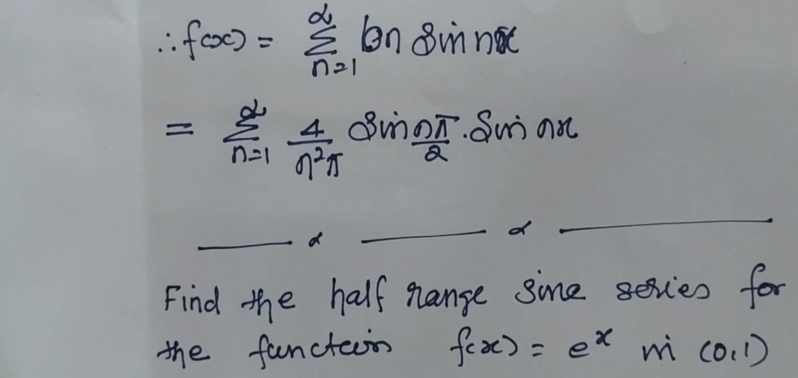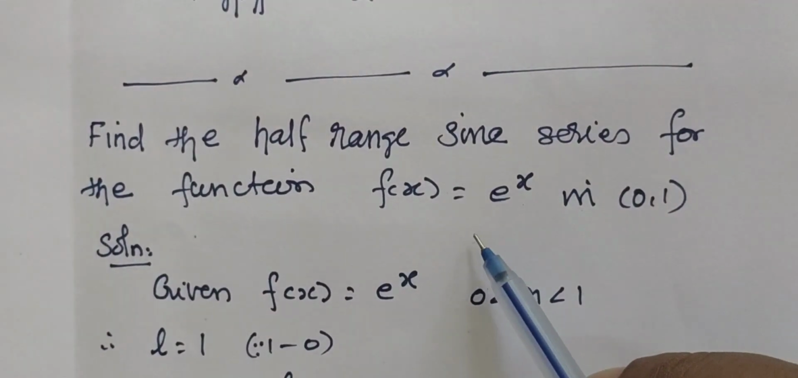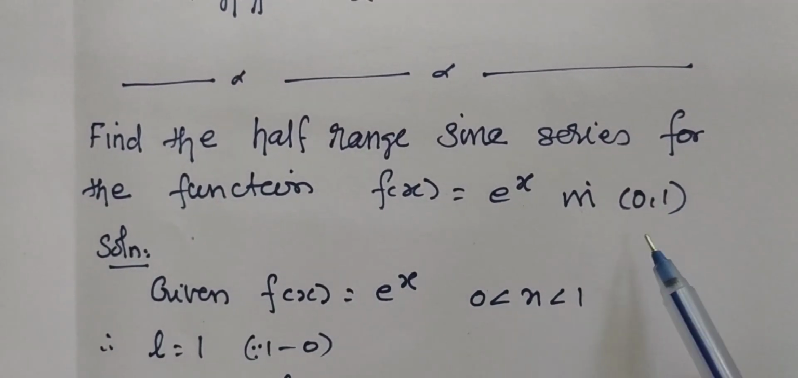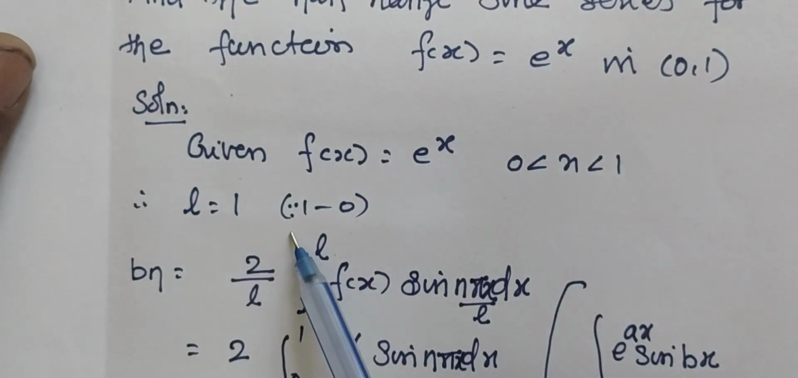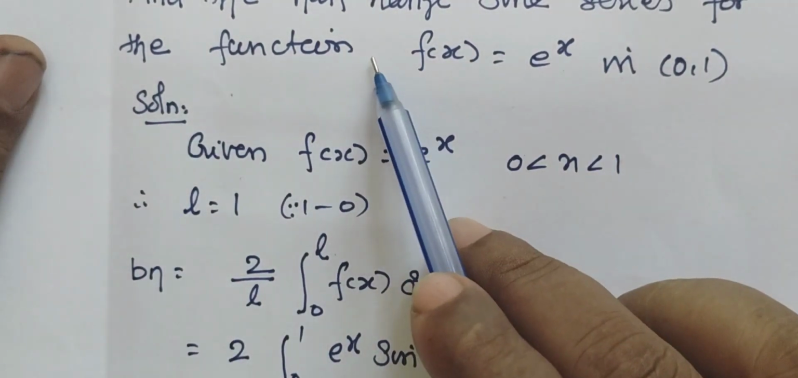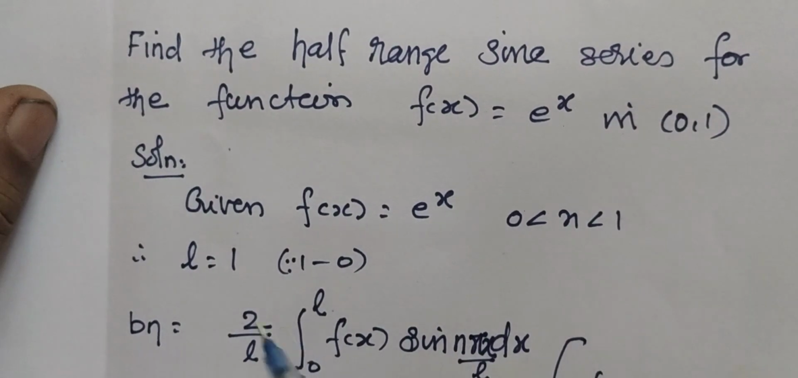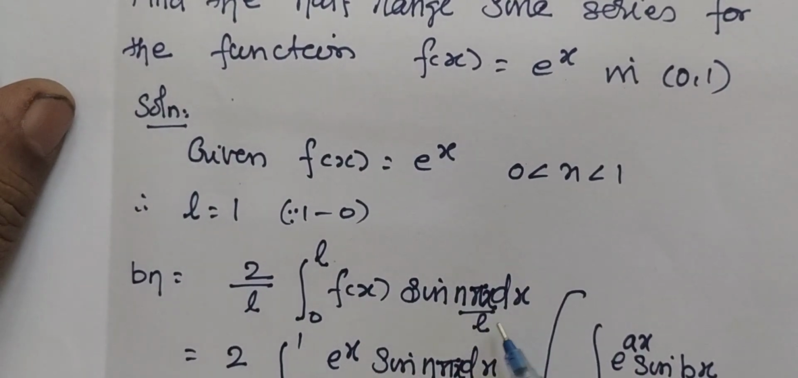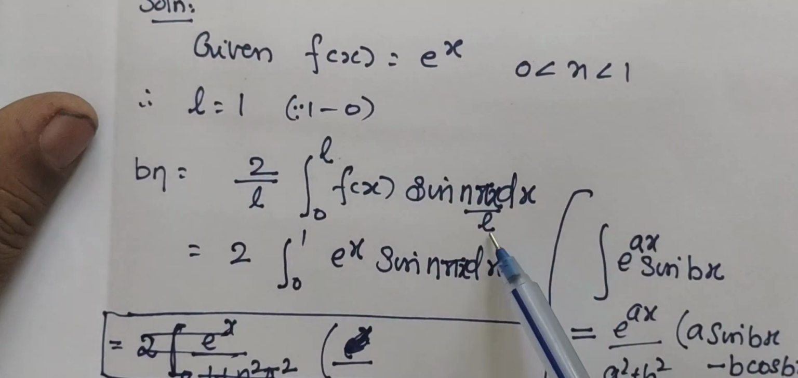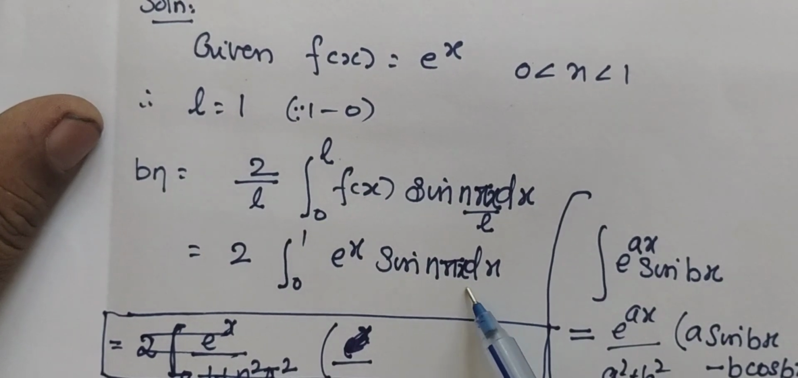Now let us do one more problem, that is some variety problem. So the question is f of x is equal to e raised to x in the interval 0, 1. Here L is equal to, don't take 2L because it is half range, so we use L only. So L is equal to B minus A, that is 1 minus 0. So L is equal to 1. Now we can write the formula. What is the formula? That is 2 by L integral 0 to L f of x sin n pi x by L dx. But L is equal to 1, therefore we get integral of e raised to x into sin n pi x dx.